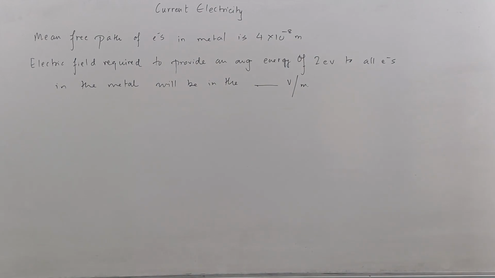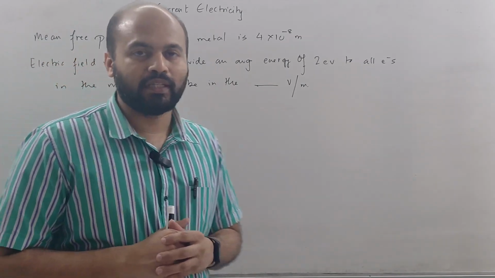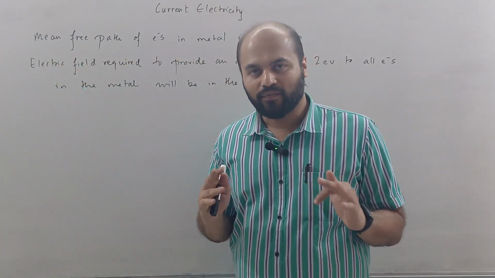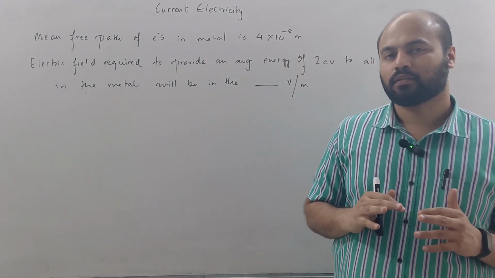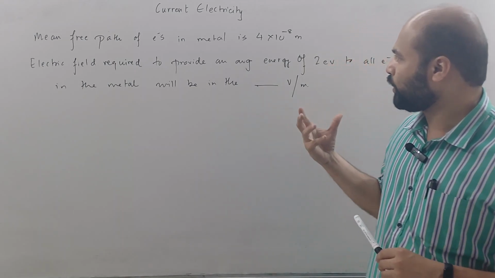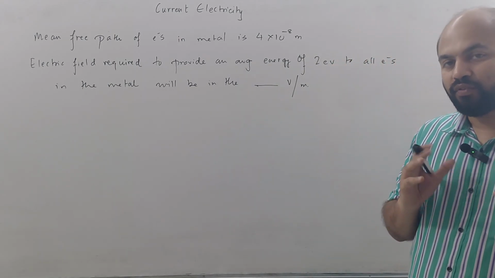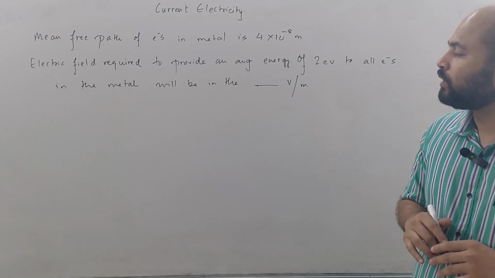The next question says that the mean free path of electrons in metal is 4 into 10 raised to minus 8 meters. Now what is mean free path? So the electrons are going from one end to the other, and as they go from one end to the other, they experience whole lot of collisions. The average amount of path that is covered by the electrons is the mean free path. That is given as 4 into 10 raised to minus 8. So you can say the length. What's the information that's given to you is the length.